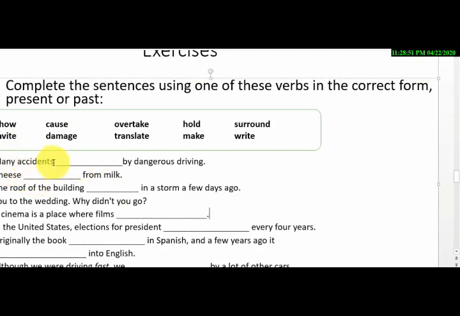Let me give you an example. Many accidents are caused by dangerous driving. This is passive. Try to do this one. You will use one of these verbs and fill in the gaps by changing it into passive form. That's the first one.